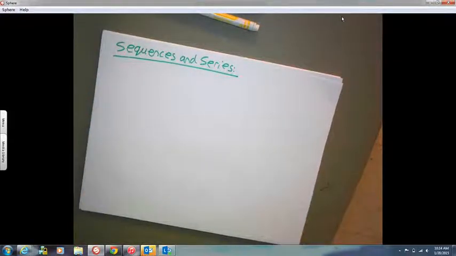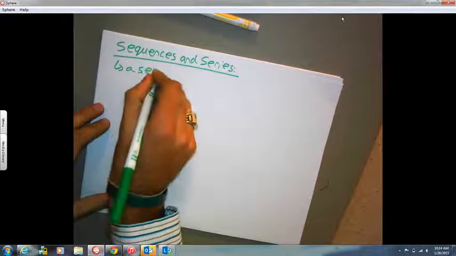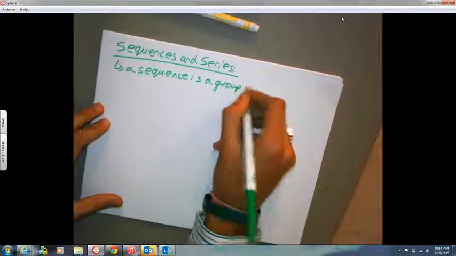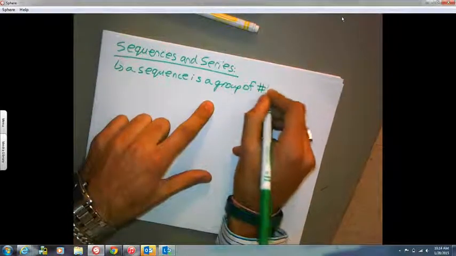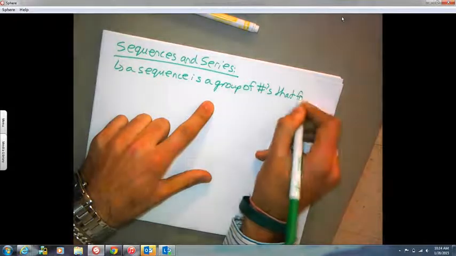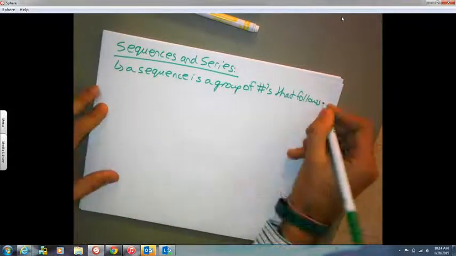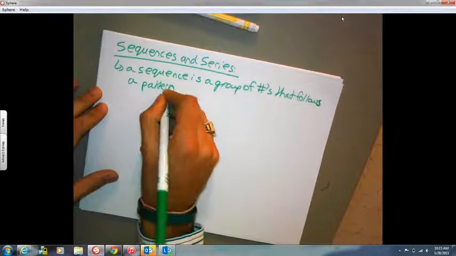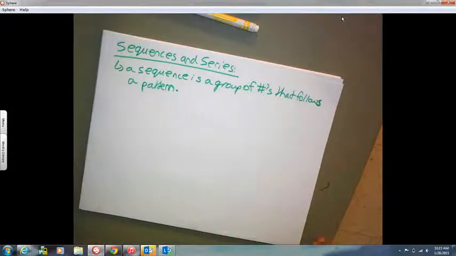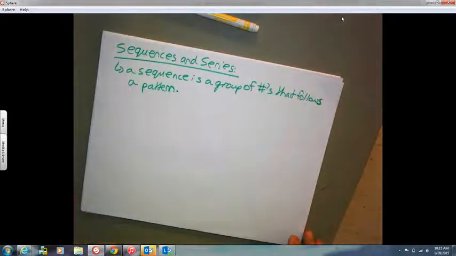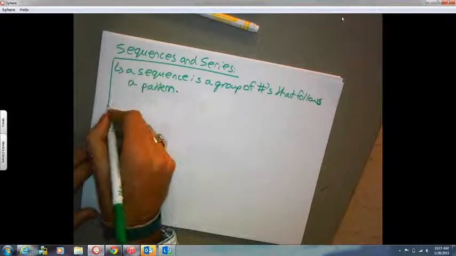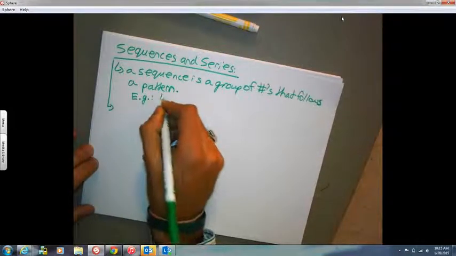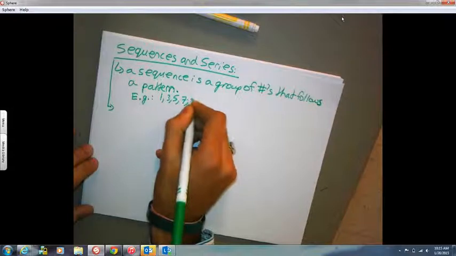Sequences and series. So a sequence is a group or a set of numbers that follows a pattern. Group of numbers that follows a pattern. So an example: 1, 3, 5, 7, 9, 11.